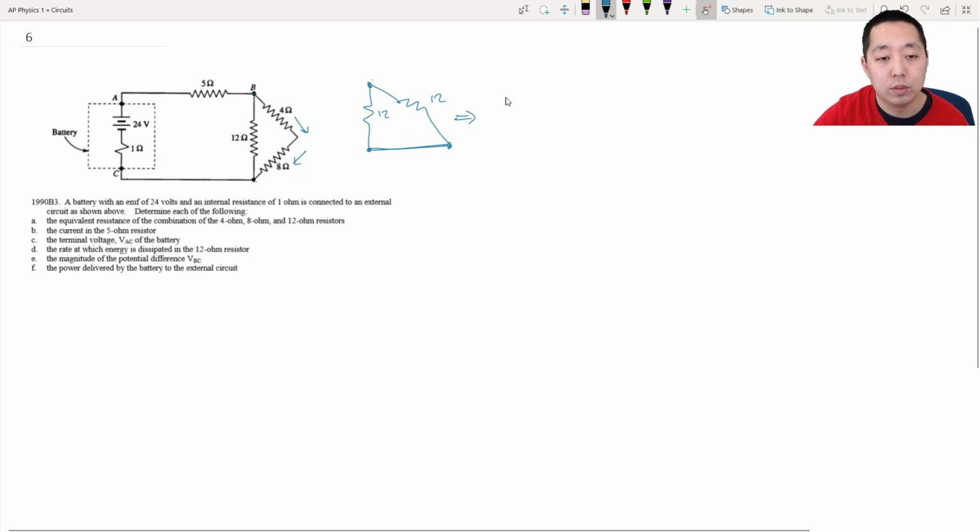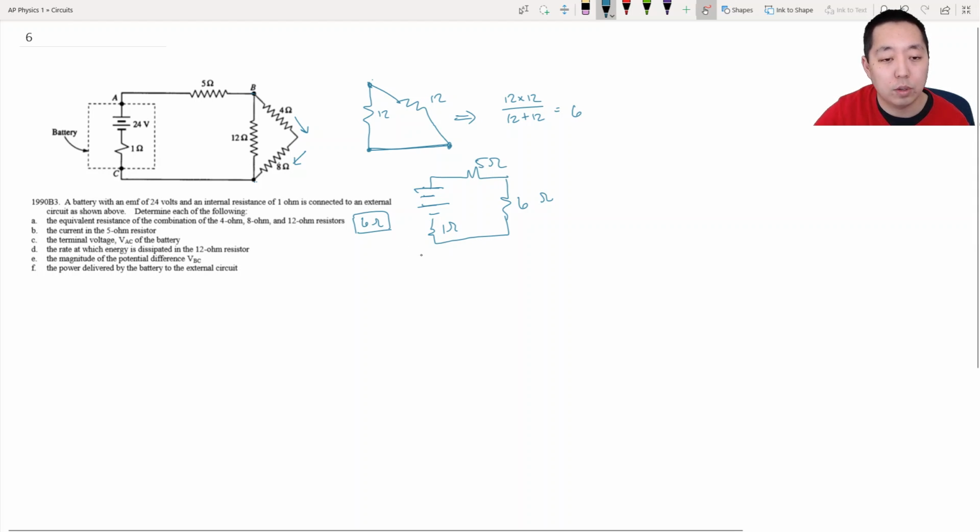So when I do 12 times 12 over 12 plus 12, which is how you could do two parallel resistors, you'll find that this is 6. So this is 6 ohms. The current in the 5 ohm resistor. Well, now in this circuit, I have a 5 ohm, I have now a 6 ohm, and I have this 1 ohm. But now these are all in series.